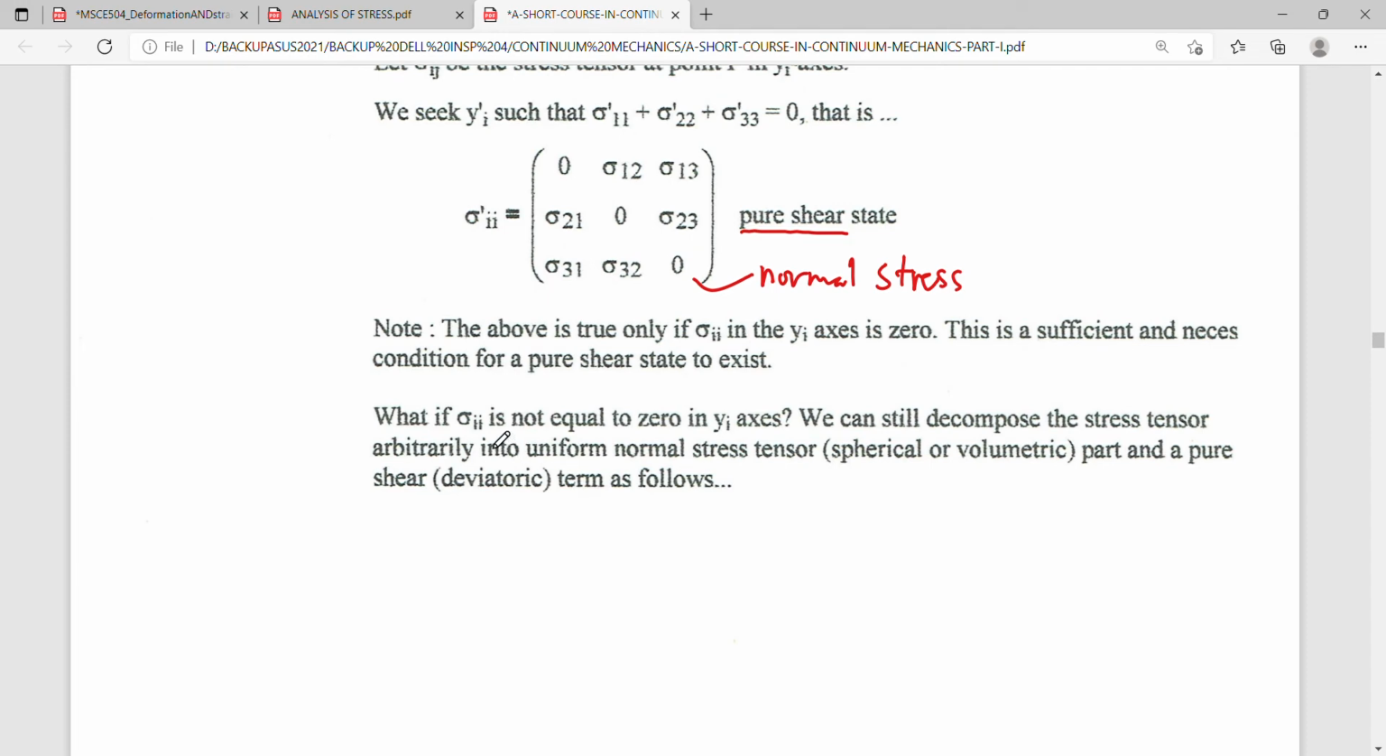So what if this is not equal to zero in the y-i axis? We can still decompose the stress tensor arbitrarily into a uniform normal stress, which you call the spherical or volumetric part, and a pure shear or the deviatoric term as follows. So we now have another term used here.